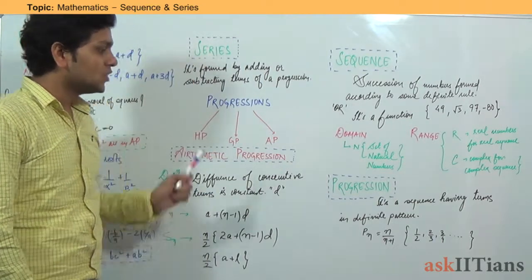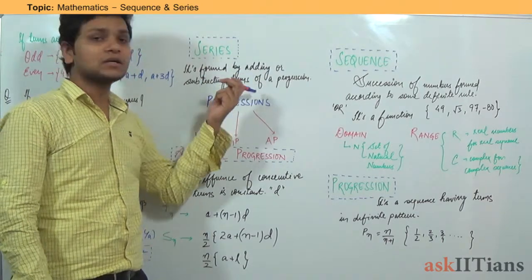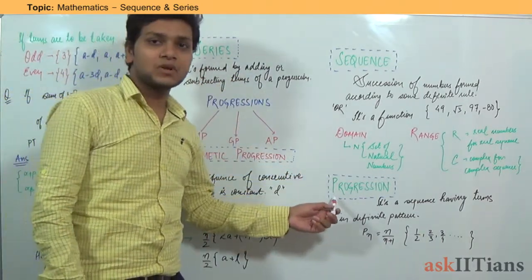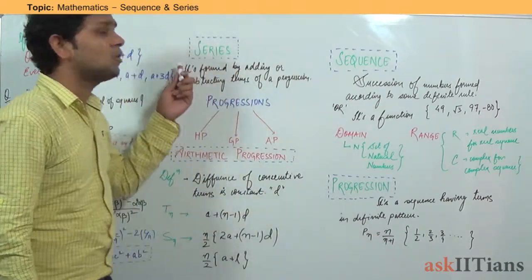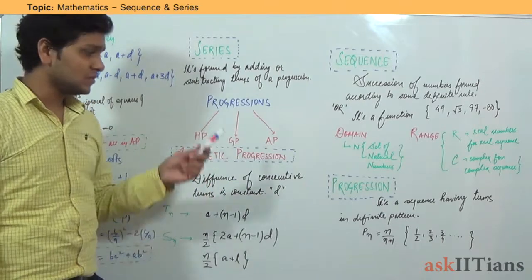So what is a series? The definition says it is formed by adding or subtracting terms of a progression. In other words, when we have a progression and we do certain arithmetic operations on those terms, we get a series.